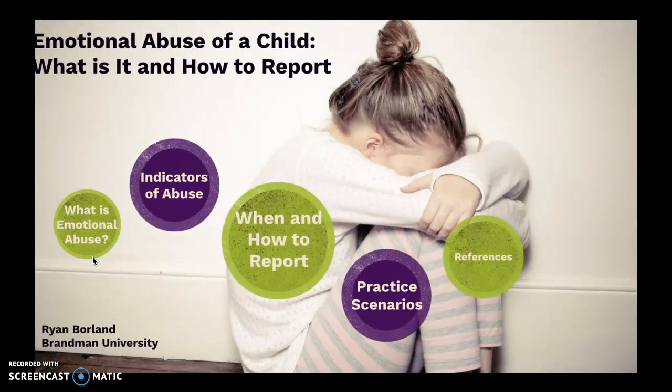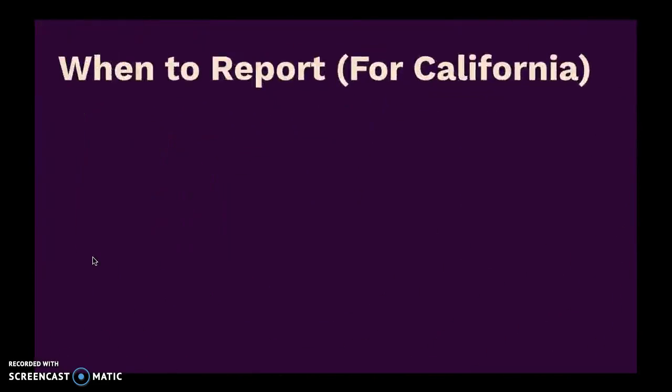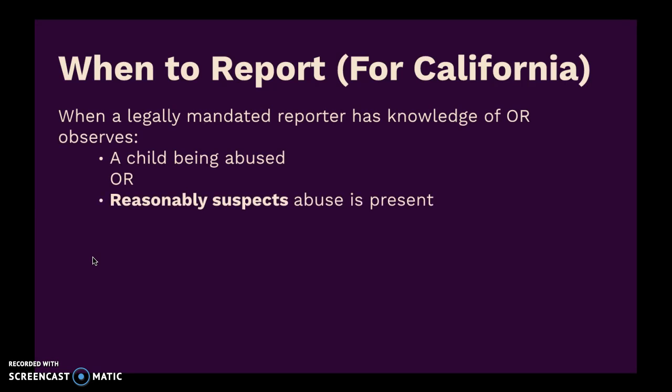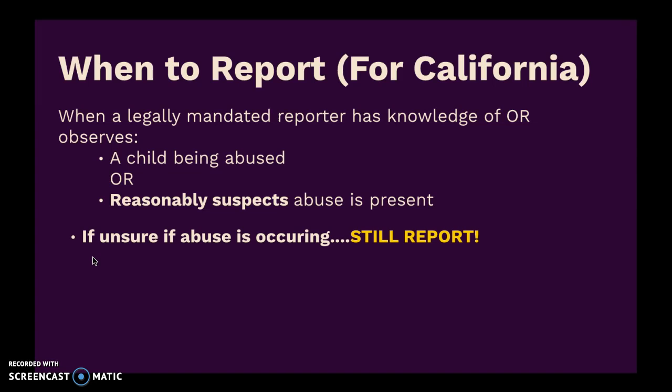So lastly, let's say you see some situation that you might think needs to be reported. Well, when to report for California? First off, it's pretty simple. When a legally mandated reporter has knowledge of or observes a child being abused or reasonably suspects abuse is present, then a report must be done. If you're unsure still if abuse is occurring, still report it.